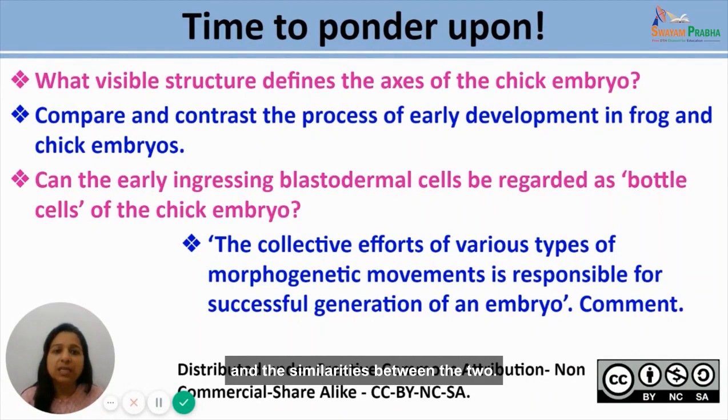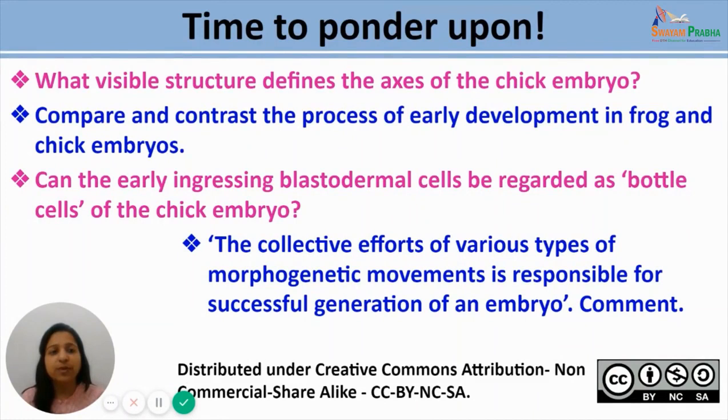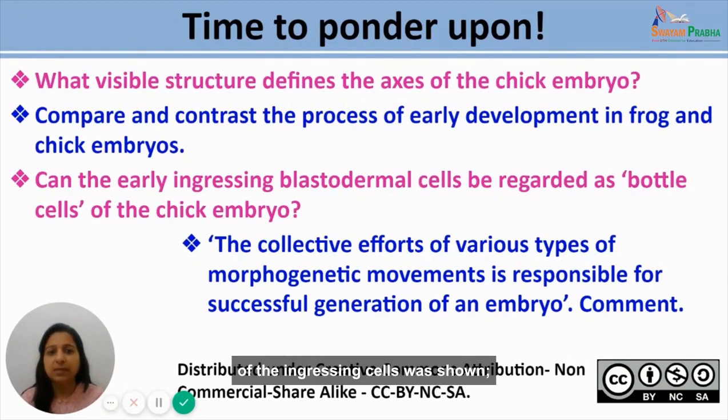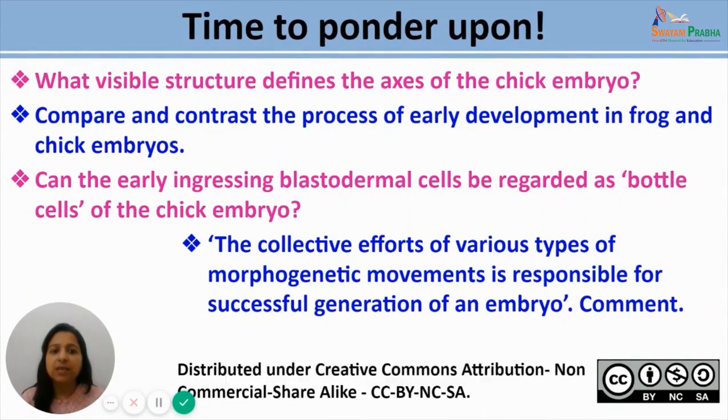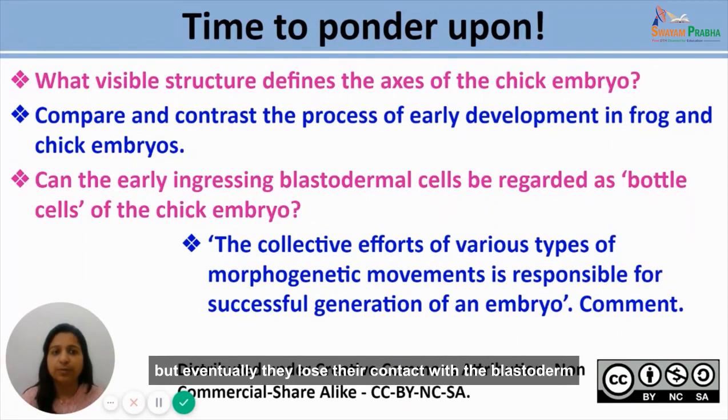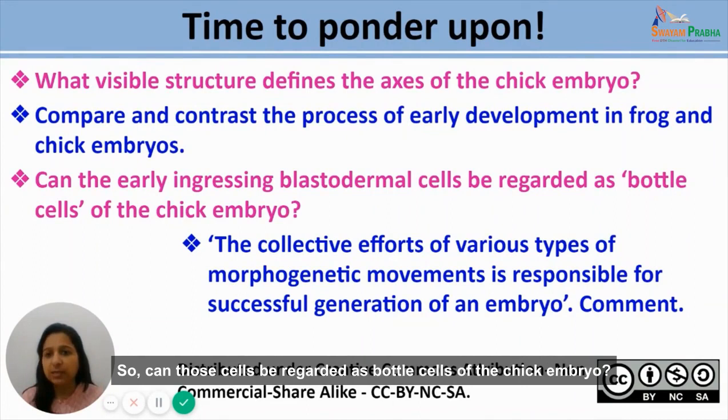Next, can the early ingressing blastodermal cells be regarded as bottle cells of the chick embryo? When a scanning electron micrograph of the ingressing cells was shown, it was discussed that the ingressing cells try to form the shape of a bottle cell, but eventually they lose their contact with the blastoderm and come to lie in the interior. So can those cells be regarded as bottle cells of the chick embryo? You have to tell your answer here.